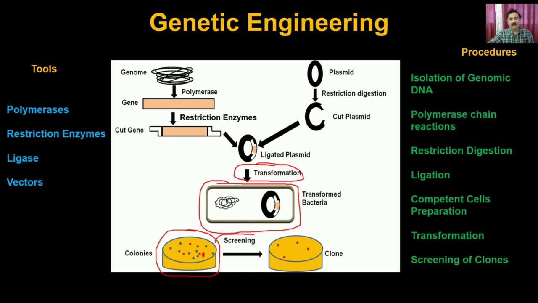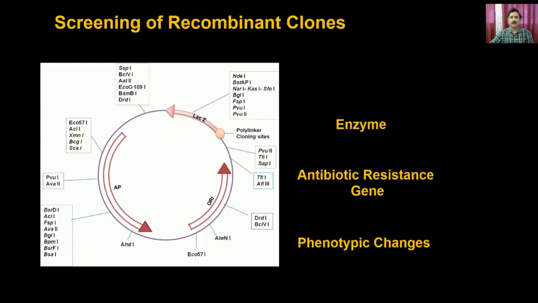For the screening, there are multiple tools people can use to screen the transformed bacteria from the untransformed bacteria. For example, in this case, we have put in the screening criteria, and that is how the blue colored cells, which are non-transformed bacteria, are not growing on this particular plate. So there are multiple ways in which you can screen the recombinant clones. You can use enzymes.